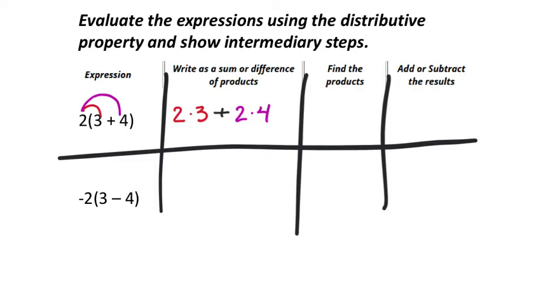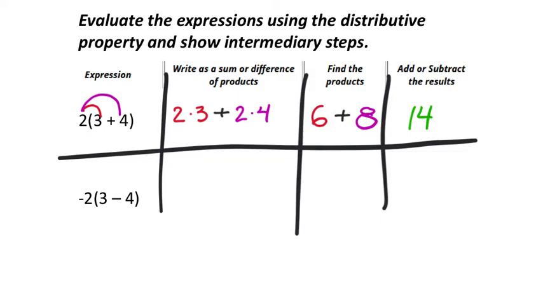But now I will actually find the product. So first in red, 2 times 3, I know is 6. And then in purple, 2 times 4 is 8. So I'm going to take those two values and add them, and that will be my final result. 6 plus 8, I know, is 14.